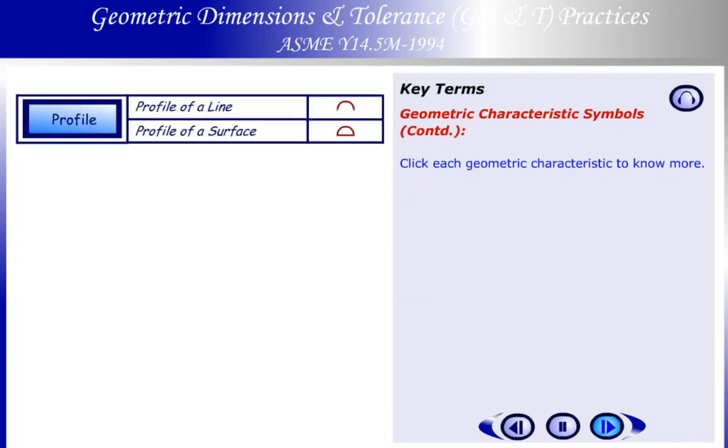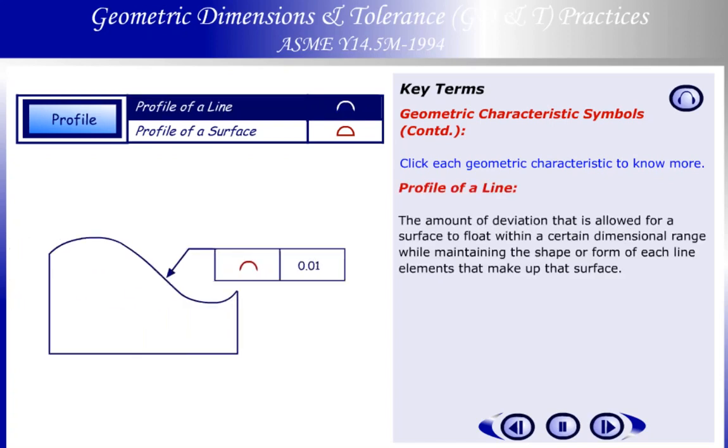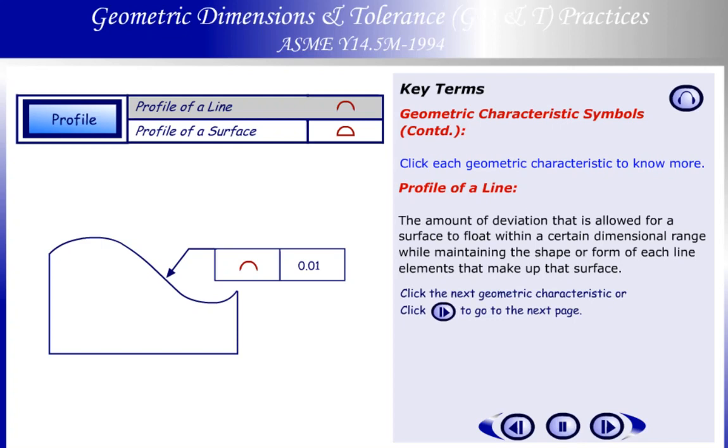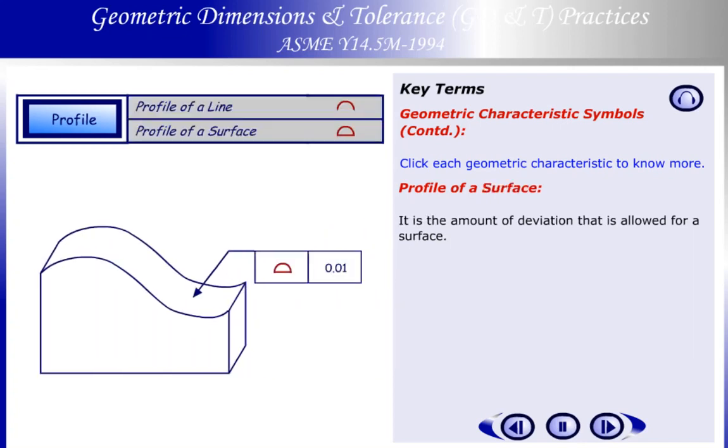Geometric characteristic symbols continued. Click each geometric characteristic. Profile of a line. The amount of deviation that is allowed for a surface to float within a certain dimensional range while maintaining the shape or form of each line element that makes up that surface. Profile of a surface. It is the amount of deviation that is allowed for a surface.